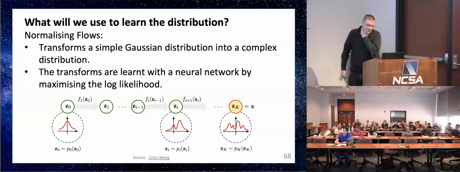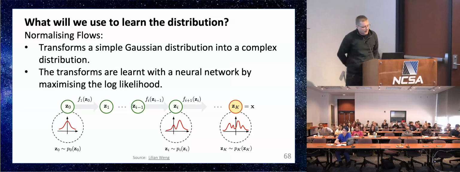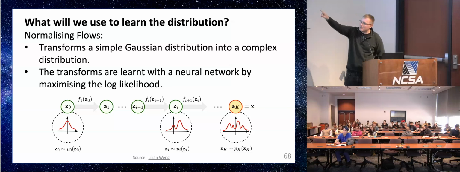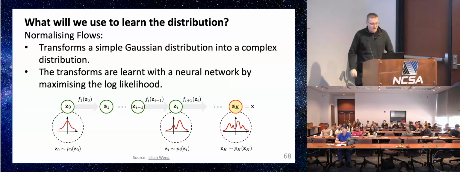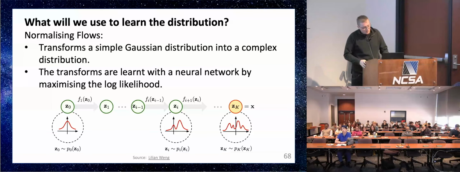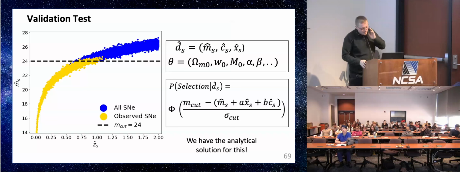So to learn the probability distribution, we use a normalizing flow. And a normalizing flow is essentially converting a simple Gaussian distribution after a series of transforms into the complex distribution that you're trying to model. So for us, the likelihood. And the transforms are what the neural network learns, and you also feed in your conditional information. So this is the sort of architecture that we're using to learn the distribution.